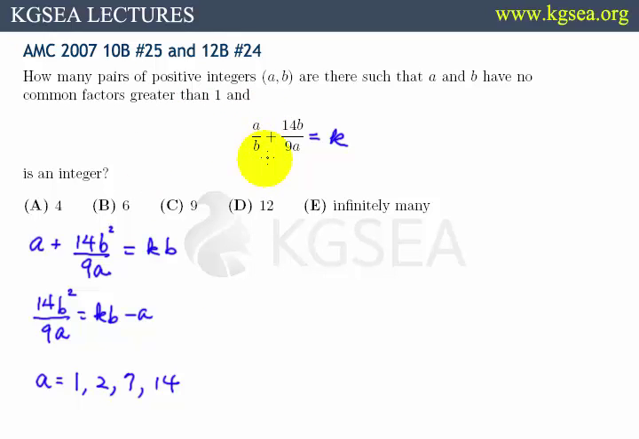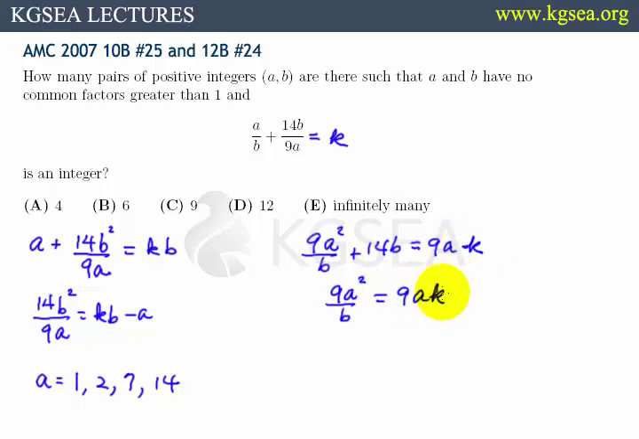Let's make this the only fraction in the game, and let's make everything else integers. So I will multiply by 9a everywhere. So I get 9a squared over b, and this becomes a clean integer 14b, and this got to deal with 9a and multiply by k. Okay, so 9a squared over b equals, I will put this 9ak, this is already in the right order, minus 14b.